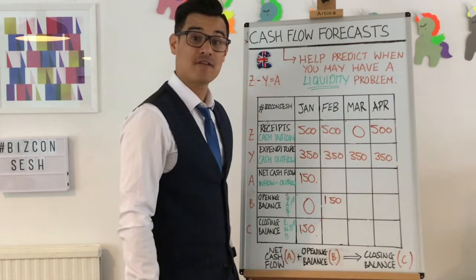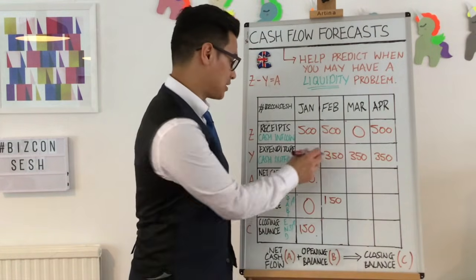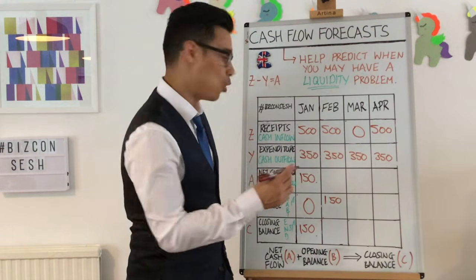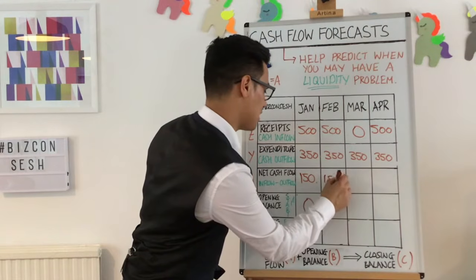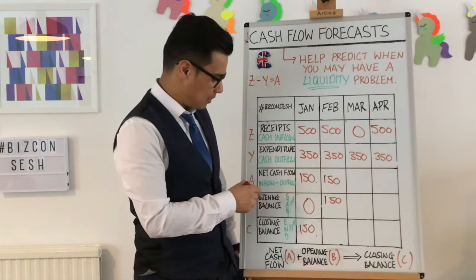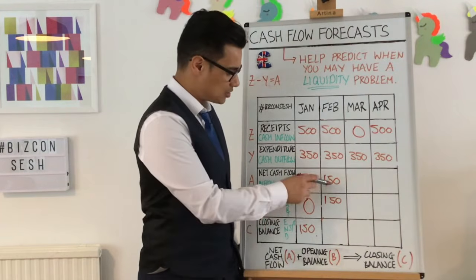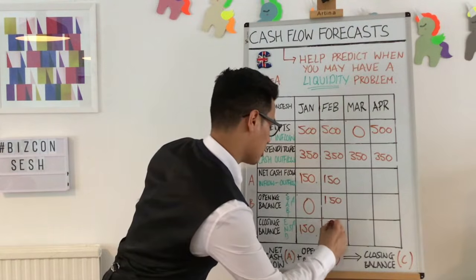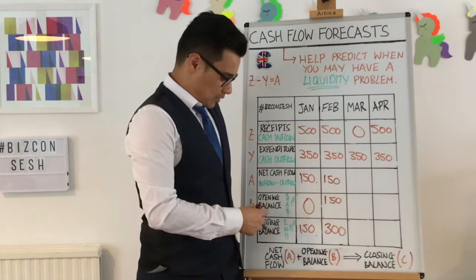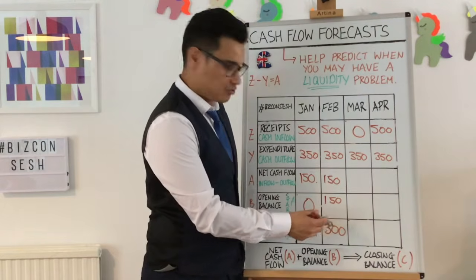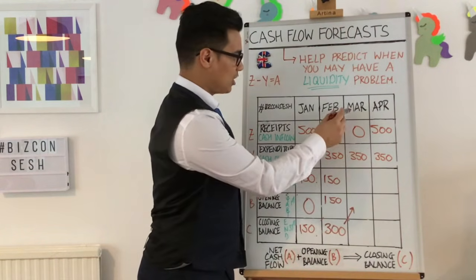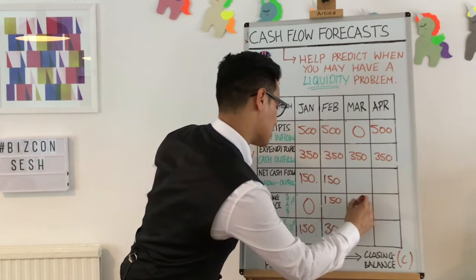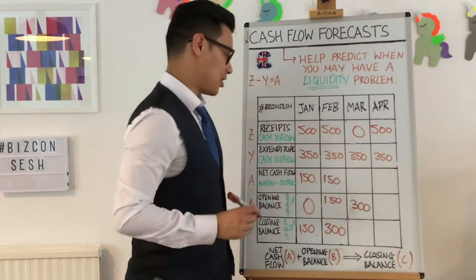Next, we carry on with February. So 500 were your receipts, 350 was your expenditure, 500 minus 350 is 150. Put 150 in there. And then we know net cash flow plus opening balance equals closing balance. So 150 plus 150 is 300. 300 goes in here. Closing balance at the end of February was 300. So we move it into the opening balance for March. So therefore, the opening balance for March is 300.